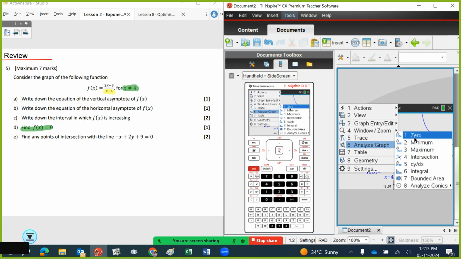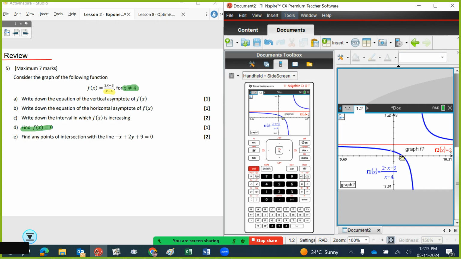So we can analyze the graph and find the zeros. We want the zeros of this graph. It's happening there at 1.5. Graphically is the best approach to doing this. If there's multiple zeros, you will see it.